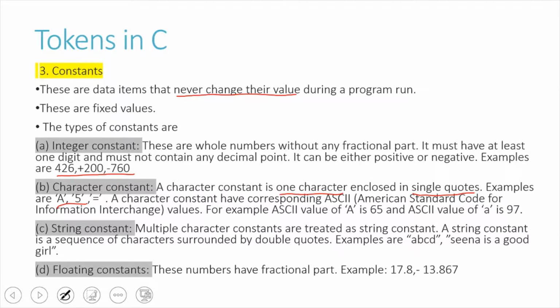Then we have the string constant. String means multiple characters. You can have more than one character, for example ABCD. And the main thing is it should be surrounded by double quotes, for example, "Sina is a good girl". All this is a string. Next we have the floating constant. Floating numbers are those which have a fractional part, for example 17.8, minus 13.867, etc. So those values which do not change are called constants.